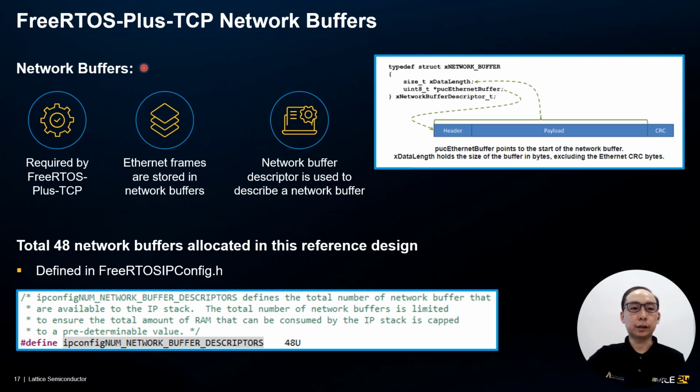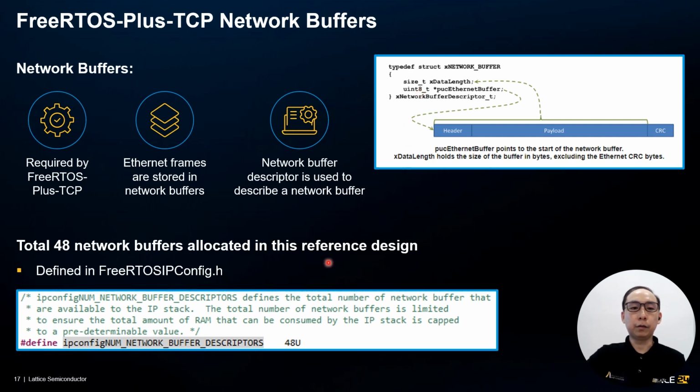The network buffers are required by the FreeRTOS+TCP network stack. All the Ethernet frames for sending as well as receiving are stored in the network buffers. The network buffer descriptor is used to describe a network buffer. In a simplified form, the network buffer descriptor is shown in this diagram here, where it has a field to describe the data length of the Ethernet frames or packet, as well as a pointer to where the network data is being stored in the memory.